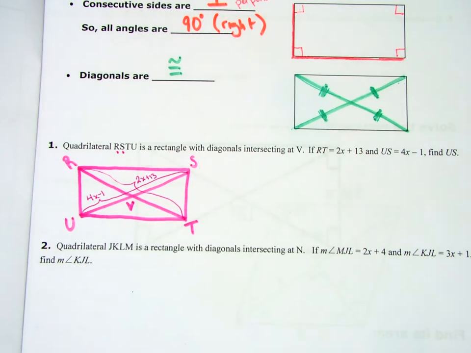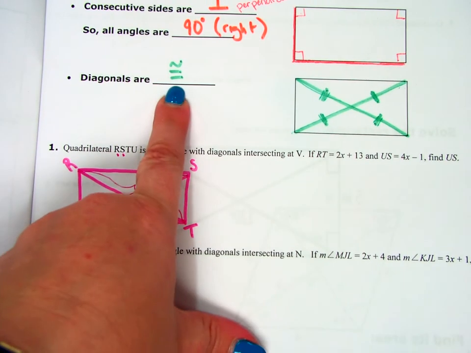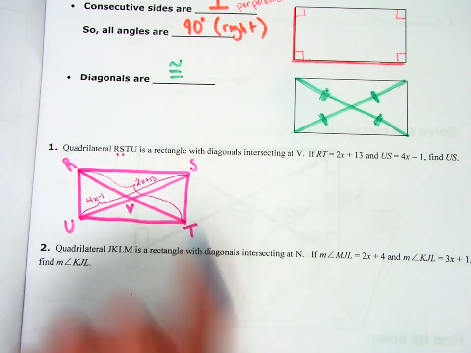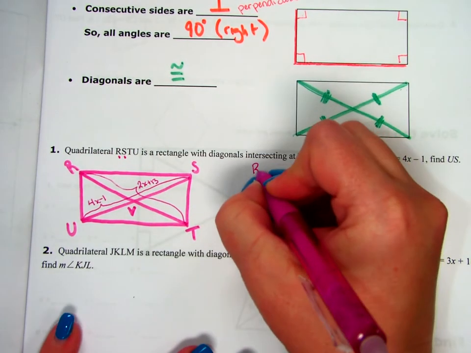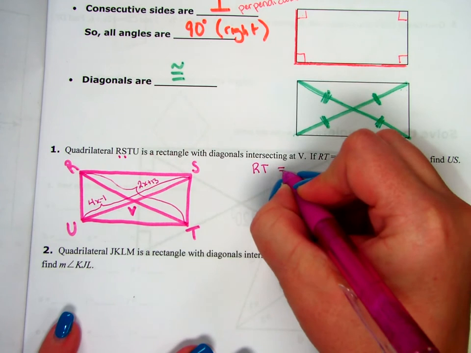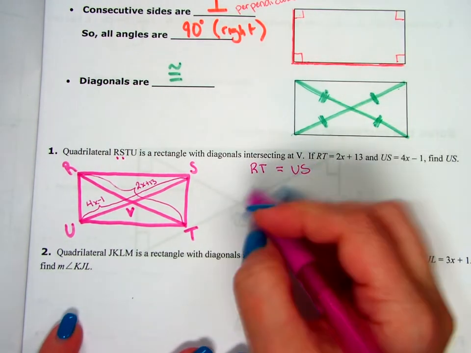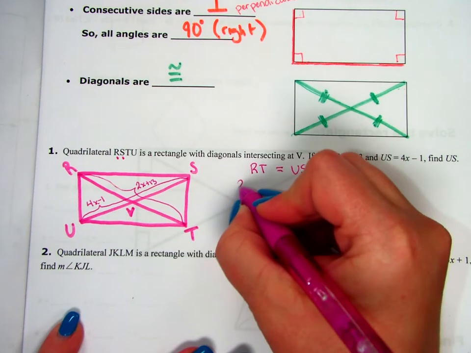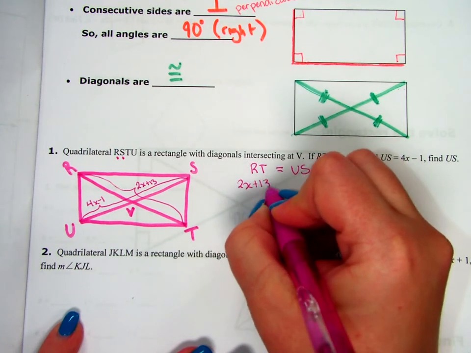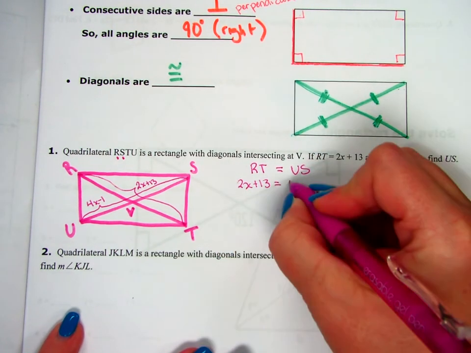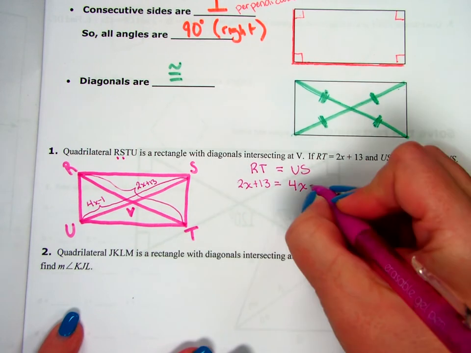The whole thing. What do we know about those two diagonals? Yeah, they're congruent. That means they have equal measures. So I know that the distance from R to T will be equal to the distance from U to S. And then I can do my substitution. RT is 2x plus 13. And US is 4x minus 1.